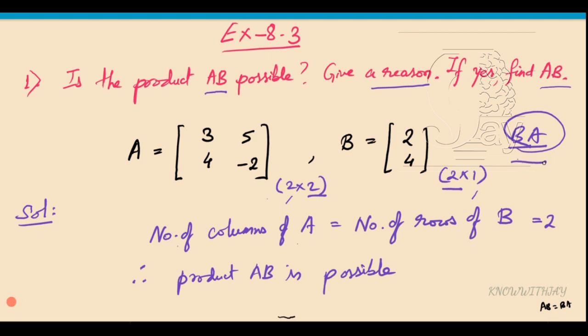In some questions they ask you whether AB and BA are equal. So AB and BA both are possible when we have both the matrices as square matrices, and then you have to find out AB and BA separately, and most of the times you don't get AB and BA equal. Okay, now let us find out the product of A and B.